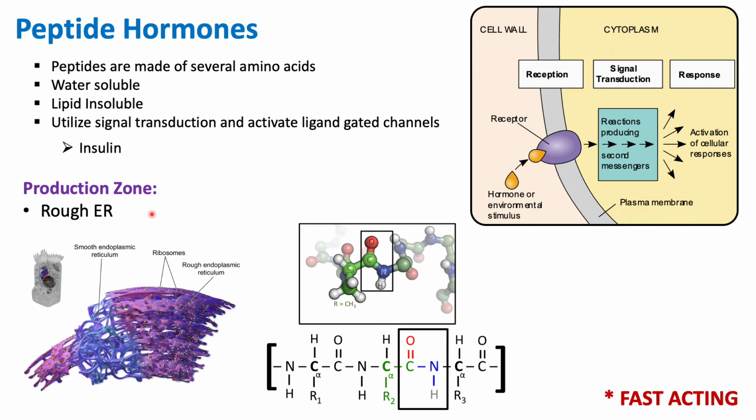And the production zone for peptide hormones is the rough endoplasmic reticulum. So now we can compare and contrast with steroid hormones. Steroid hormones are produced in the smooth ER, whereas the peptide hormones are produced in the rough ER.